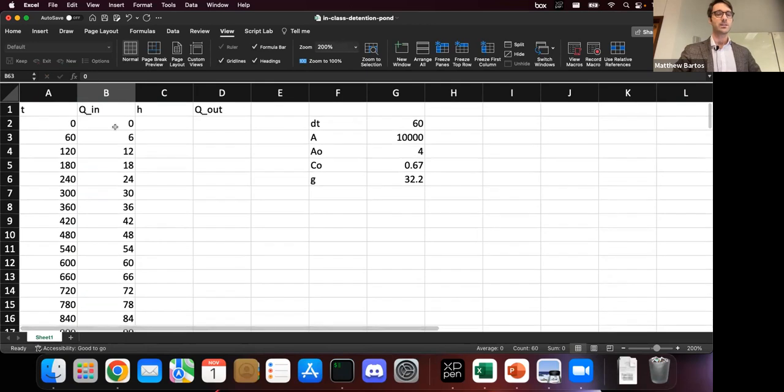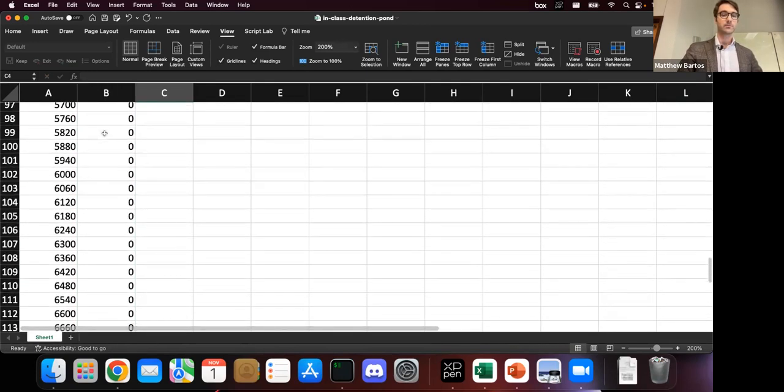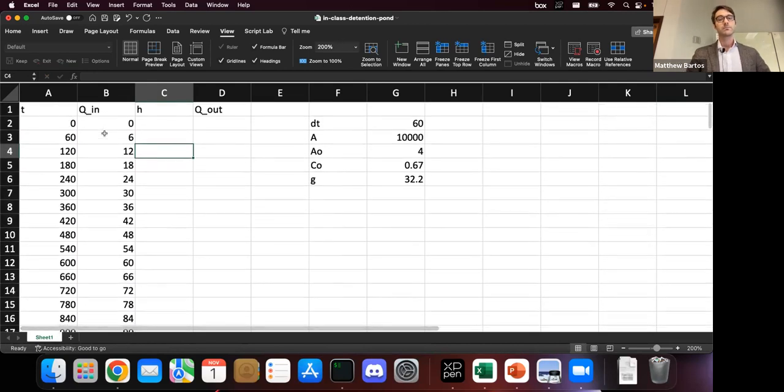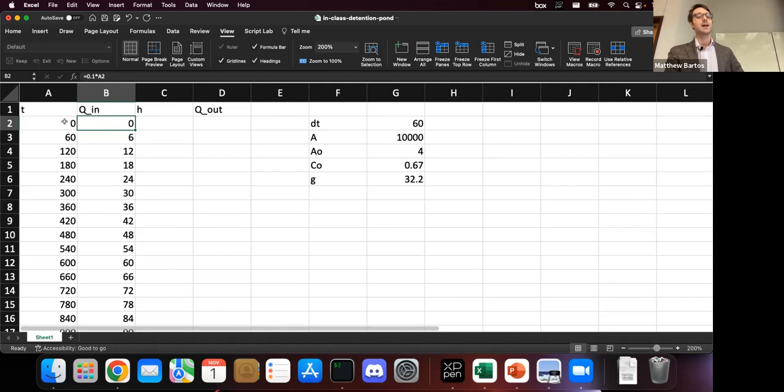Any questions on how I specified the inflow hydrograph? Yes. So from 0 to 1,800, so 0.1 times the time row to the left.